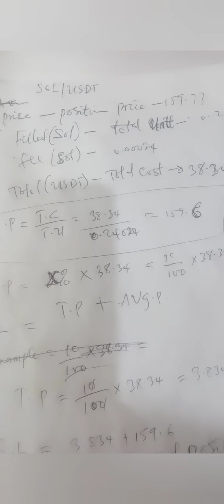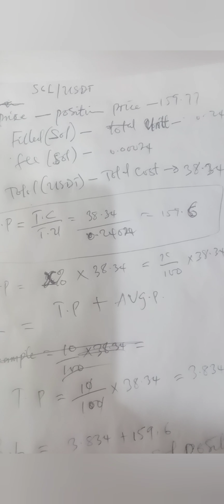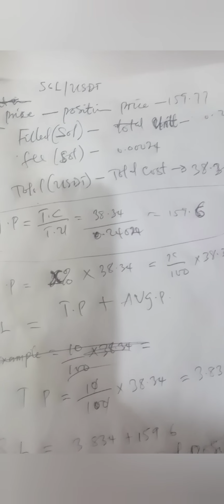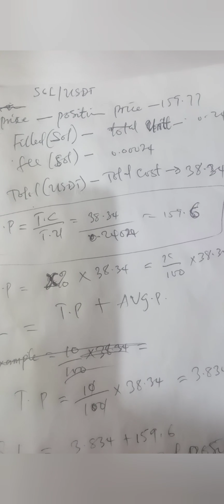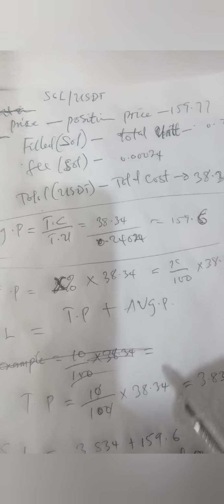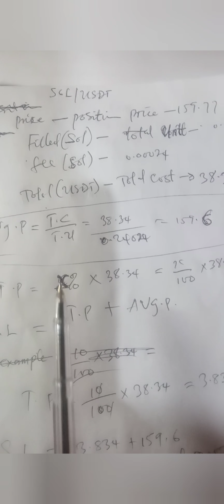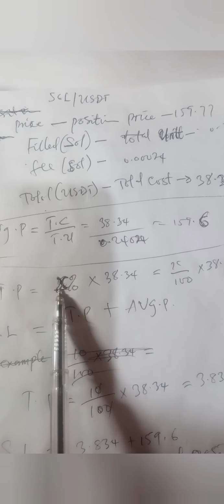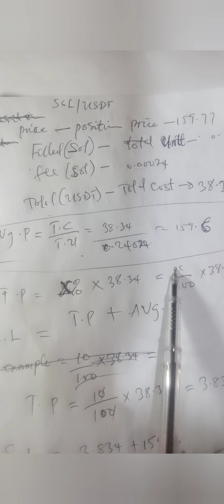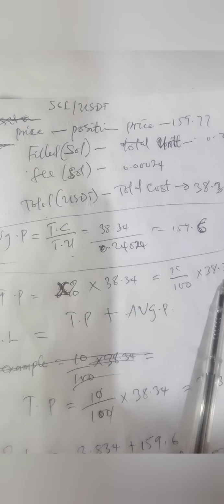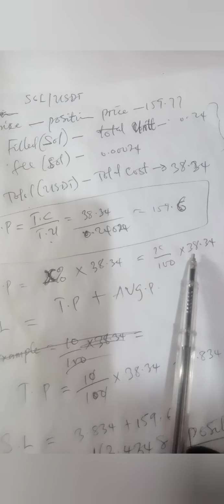So what you need to calculate is your TP, because it's your TP that will determine your selling price. How do you calculate your TP? You determine the percentage you want to take. When you determine the percentage you want to take, this percentage is going to be your X. X percent times your total cost, which is going to give you X over 100 times that. So you see it now.